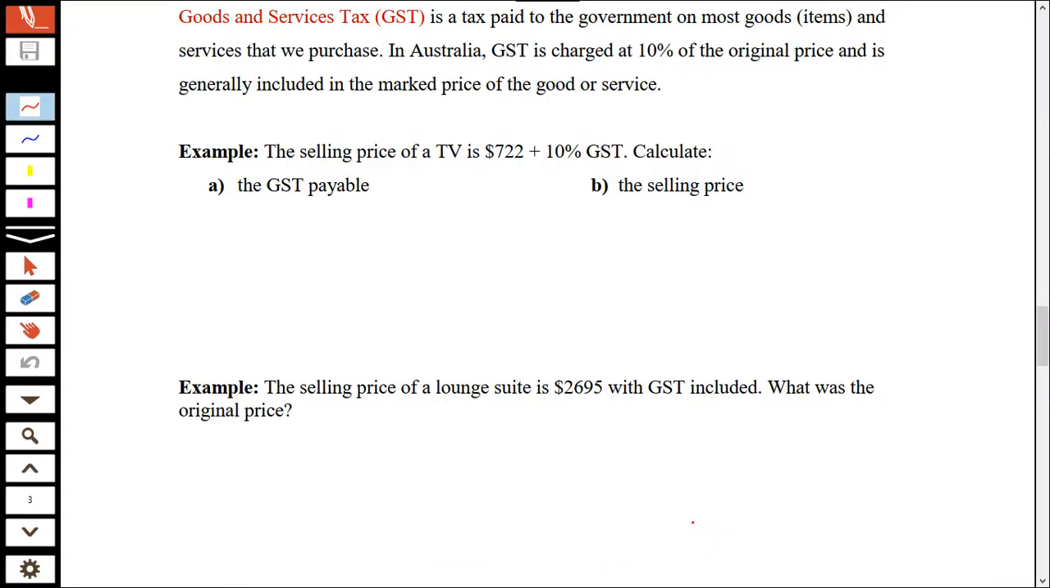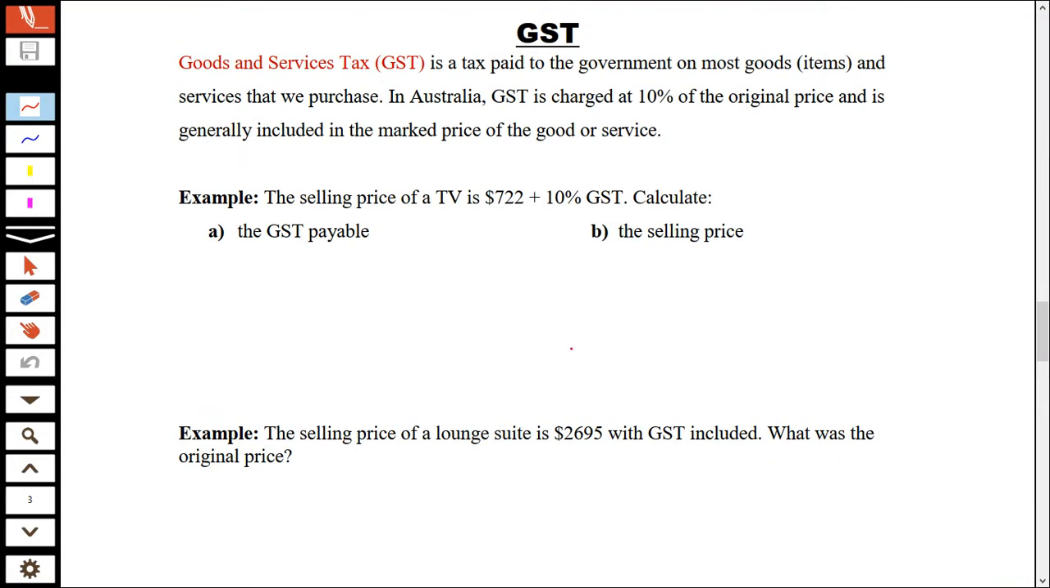Okay. We're going to look at something called GST. GST stands for Goods and Services Tax, and it's a 10% tax on all the goods and services that are provided. So if you go into a shop and buy a TV, you pay an extra 10% tax on the price. And that extra 10% is included in the price that you pay.